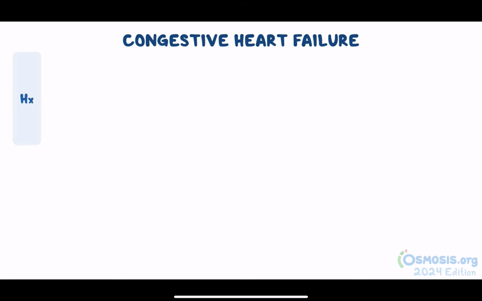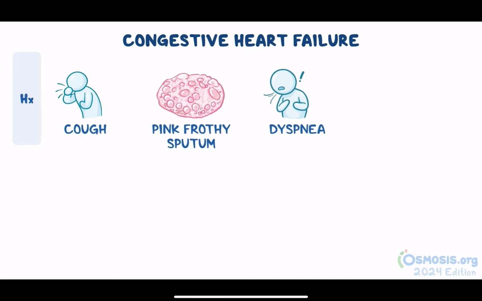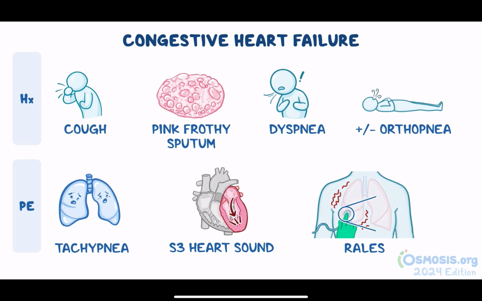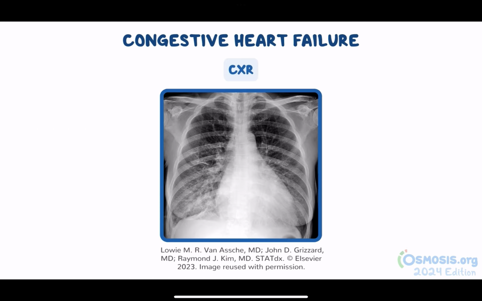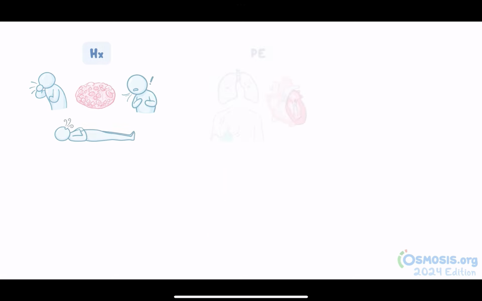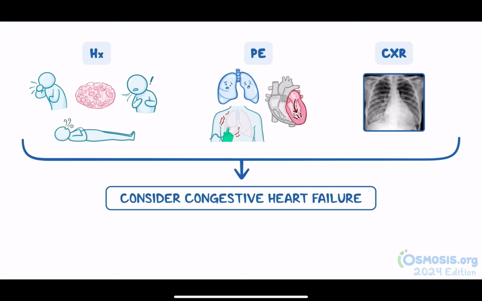Your patient will typically report a cough with pink frothy sputum, dyspnea on exertion, and possibly orthopnea. On the flip side, physical exam commonly reveals tachypnea, an S3 heart sound, and rales. Finally, a chest X-ray shows an enlarged cardiac silhouette and pulmonary vascular congestion. Now, with these findings, you should consider congestive heart failure.